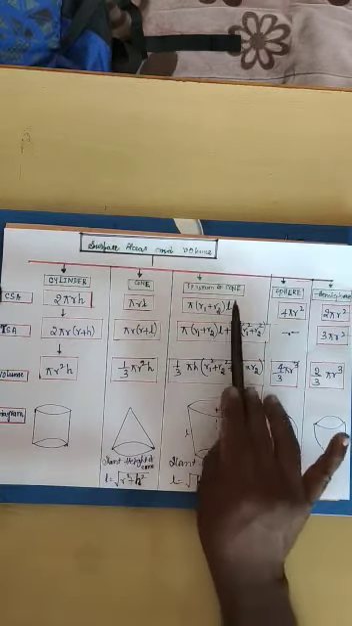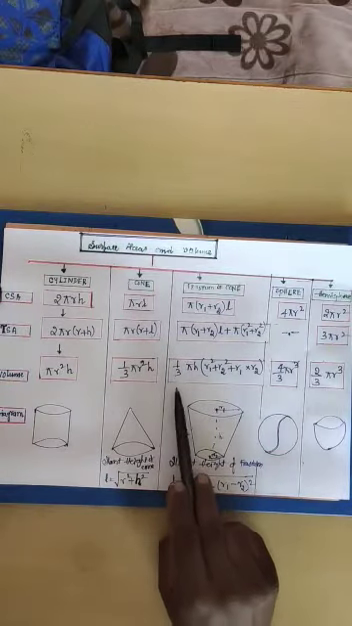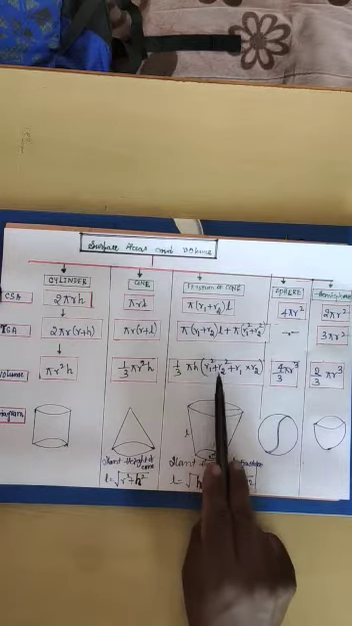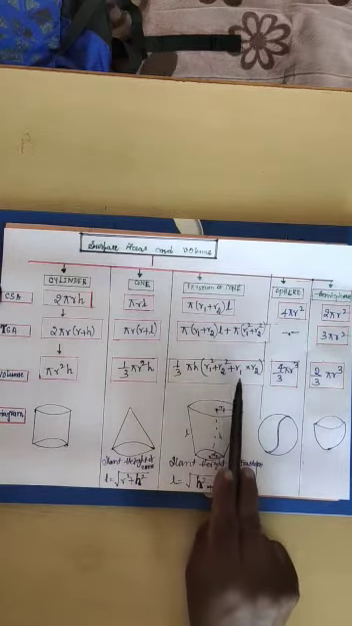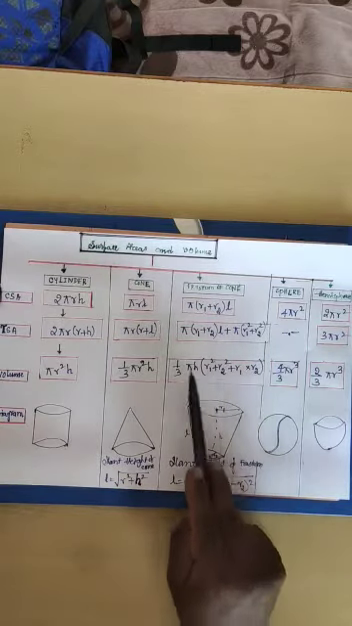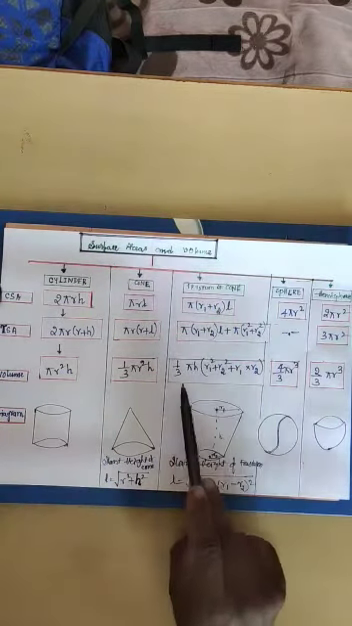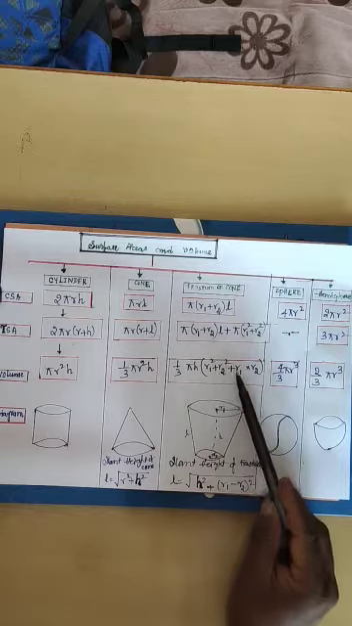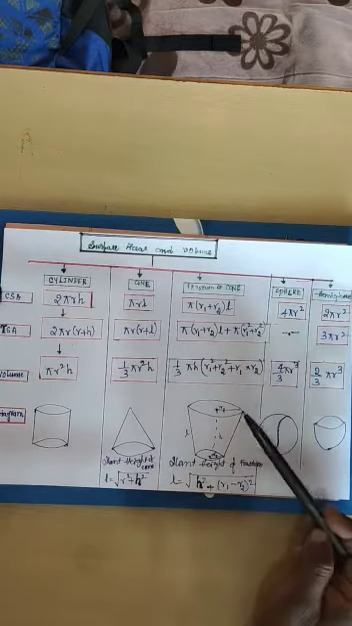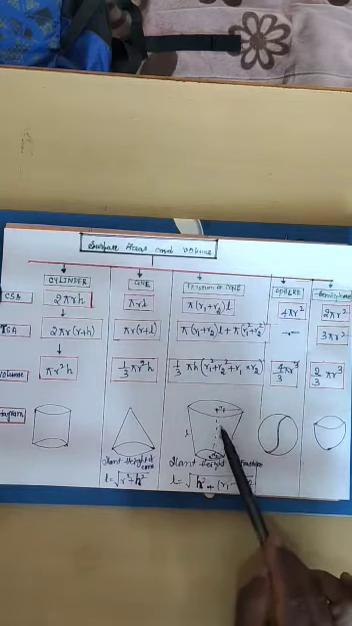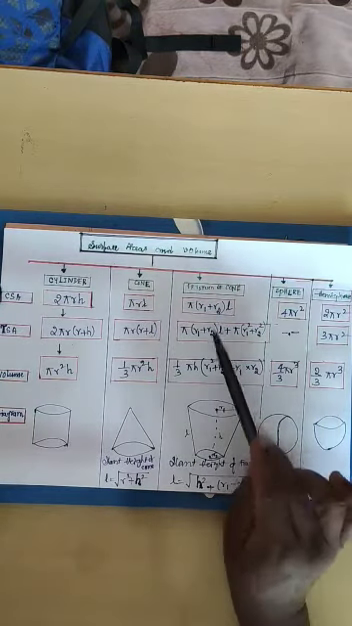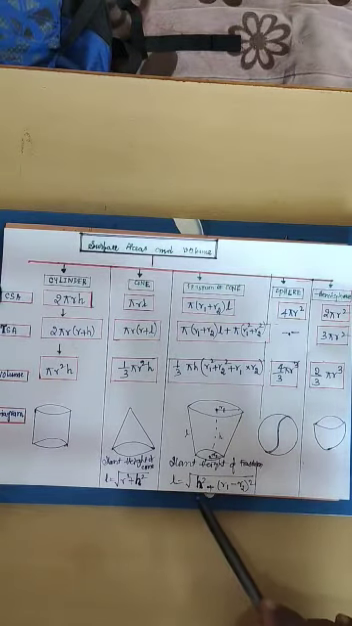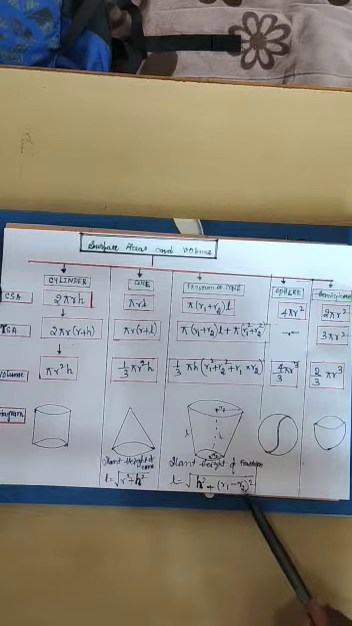Volume of frustum of cone is 1 by 3 pi h into r1 square plus r2 square plus r1 into r2, right? So this is a frustum of cone. The slant height of frustum, L, is equal to square root of h square plus r1 minus r2 whole square.